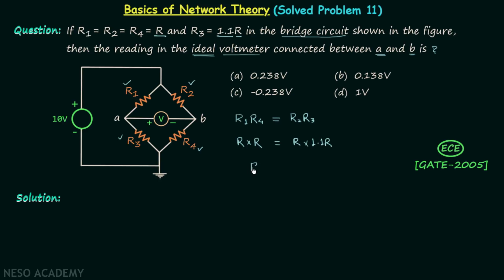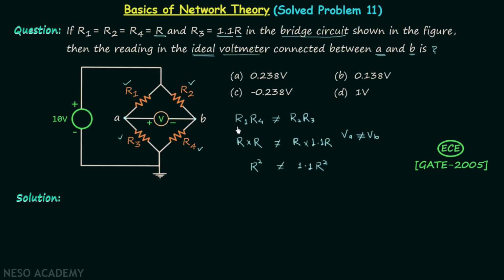Therefore, we have R square as the value of R1 multiplied by R4 and we have 1.1 times R square as the value of R2 multiplied by R3, and this shows that they are not equal and therefore the bridge is not in balanced condition and hence potential at this point is not equal to potential at this point. VA is not equal to VB and therefore there will be some non-zero potential difference which will be shown by the voltmeter.